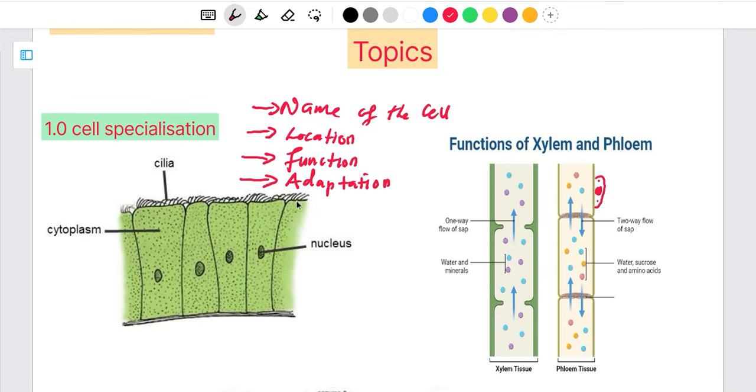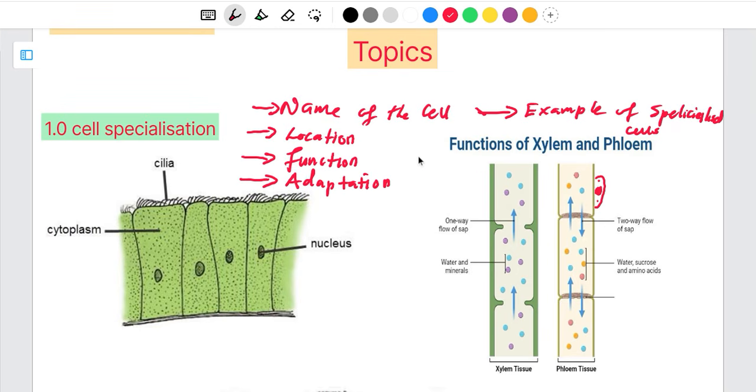Apart from that, you also need to know examples of other specialized cells in both plants and animals. So know examples of specialized cells in both plants and animals. That is one thing that you need to know about specialized cells.